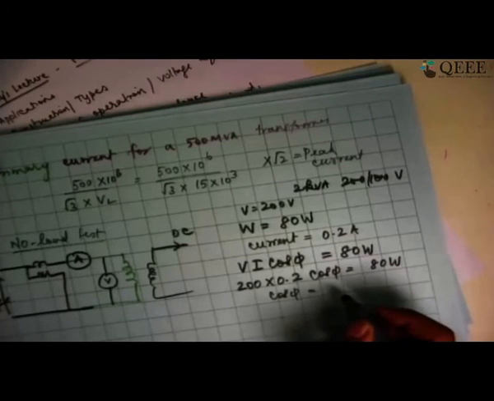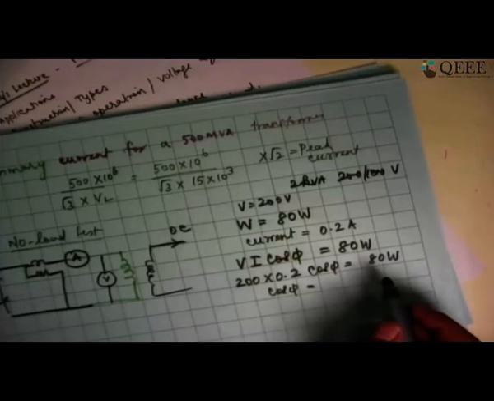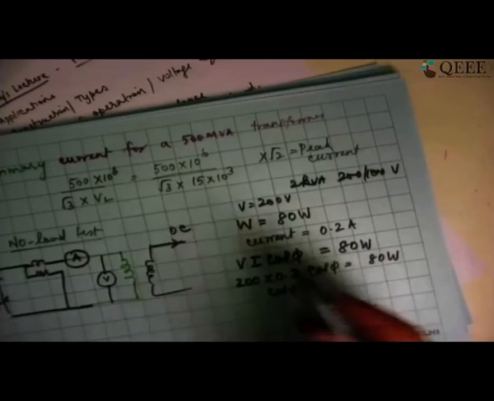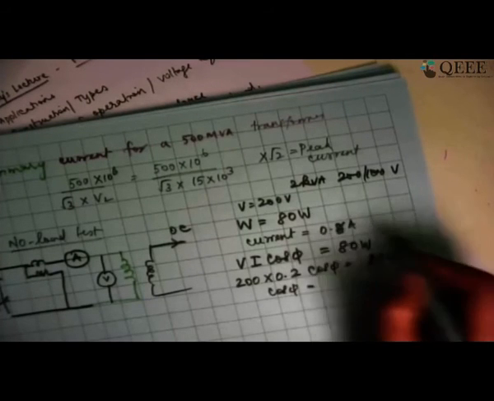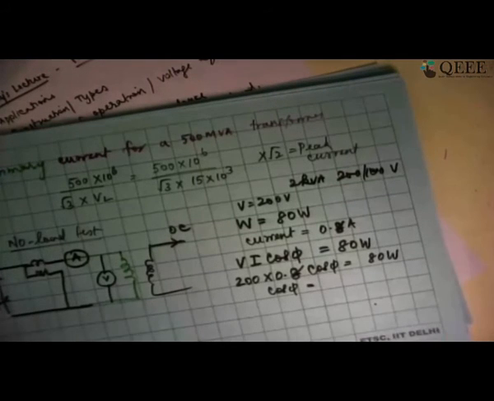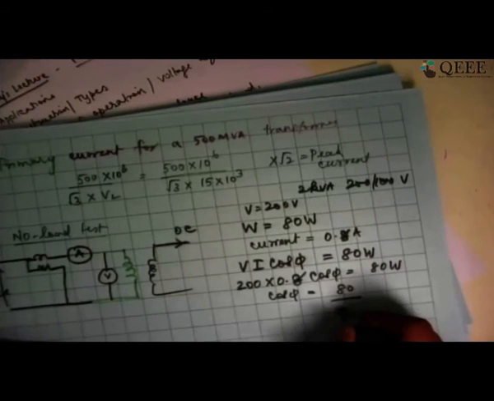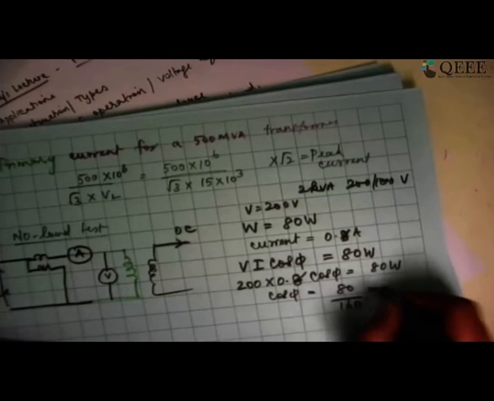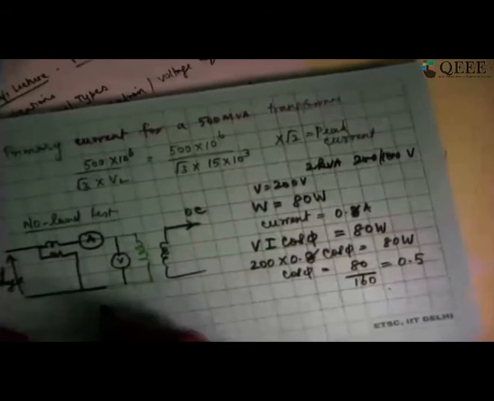So how much am I getting? 200 into 0.2 is 40. So I should have taken a value which is probably higher than this. Let me take 0.8 amperes, because cos phi cannot be greater than 1. So I am taking 0.8. Okay. So I am going to get 80 divided by 160. So cos phi is 0.5. Am I right? Now we drew the phasor diagram.